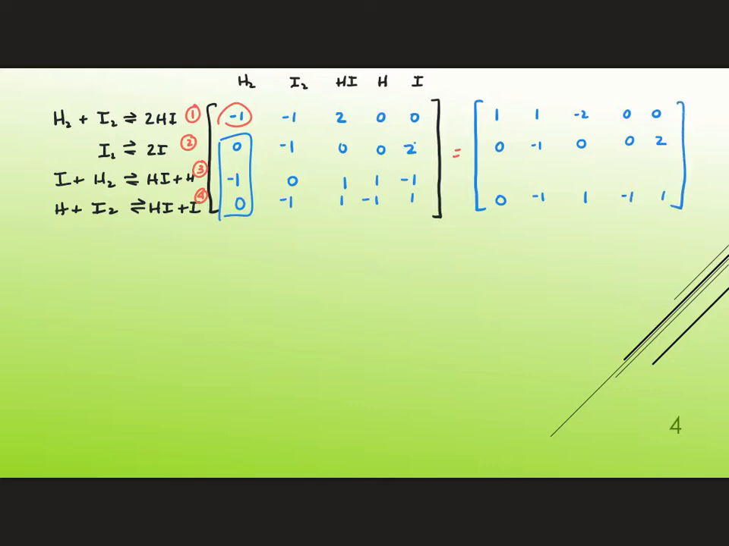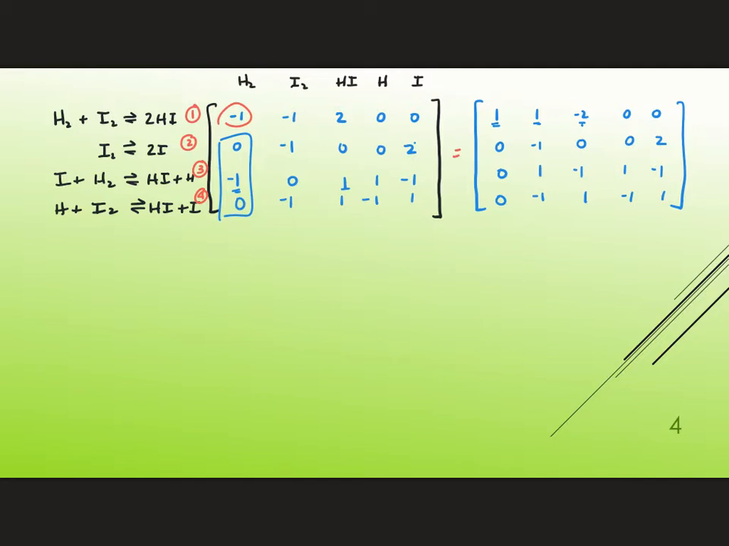But for row 3, what I want to do is take my new row 1 and add it to row 3. So 1 plus negative 1 is 0. 1 plus 0 is 1. Negative 2 plus 1 is negative 1. 0 plus 1 is 1. 0 plus negative 1 is negative 1.